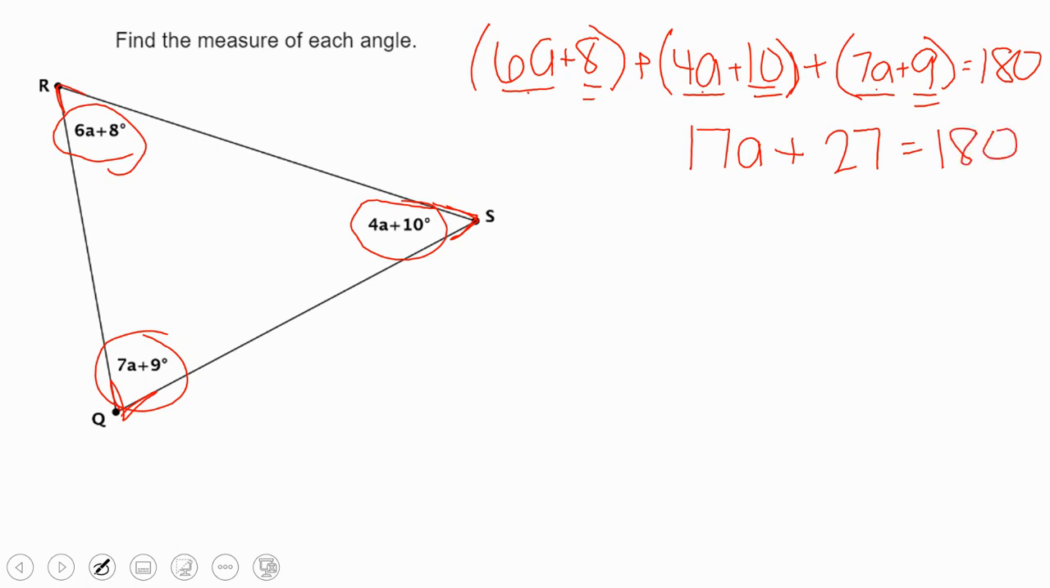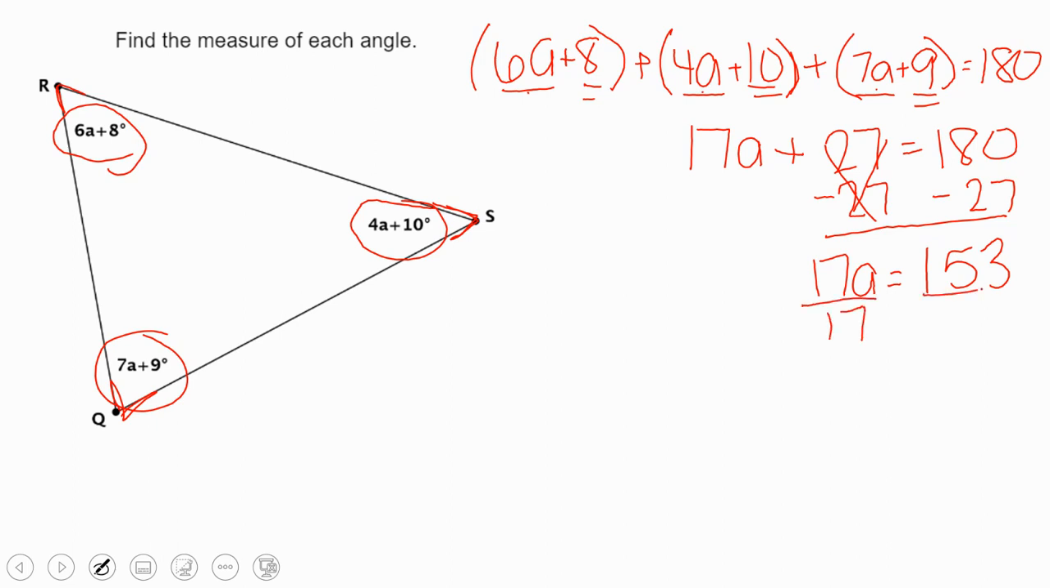Now it's a two-step equation. So you add a negative 27 to both sides, or subtract 27 from both sides. So you have 17a. If you thought we were done solving equations, you were wrong. So, going back in geometry. We subtract here, and we get 153. And then the last step is a one-step equation: divide both sides by 17. So that's going to be that a is 9.